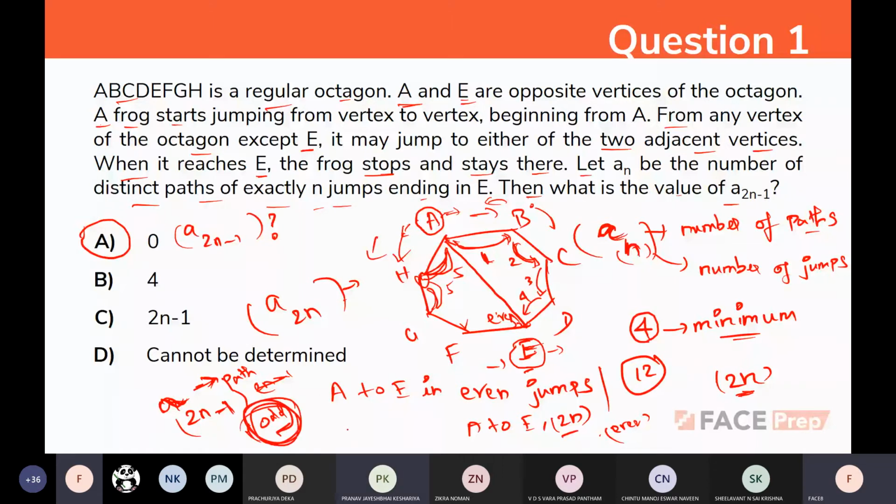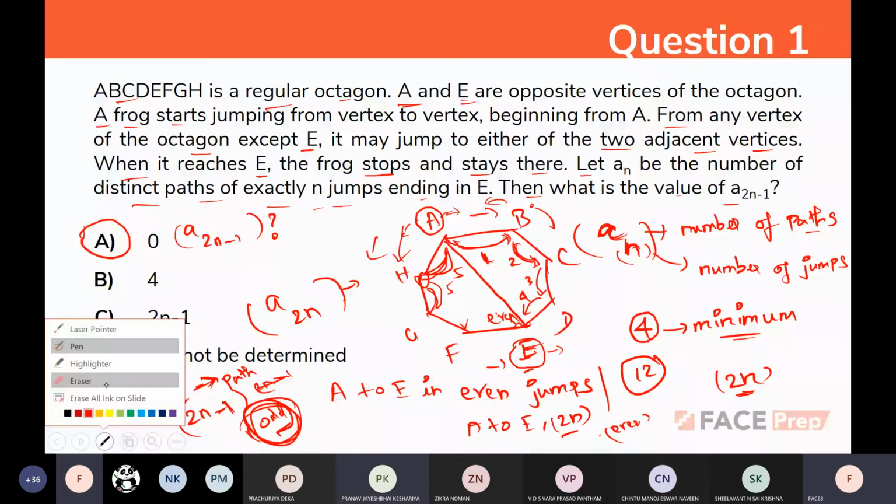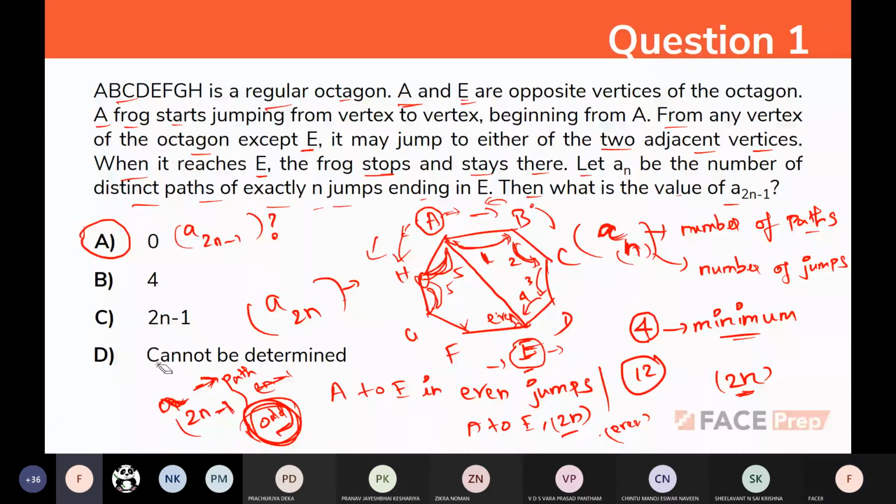Clear? Any doubts? No, sir, no doubt. Thanks. So we have used no formula here, no rules here. Just that, that's it.